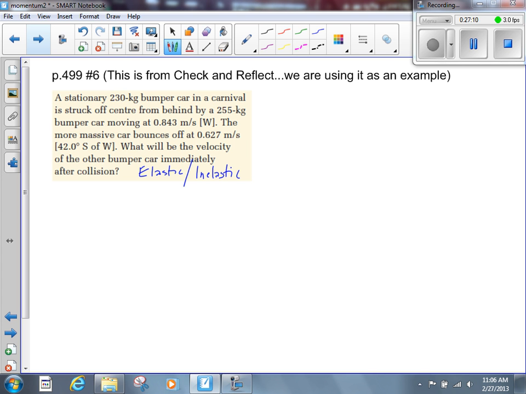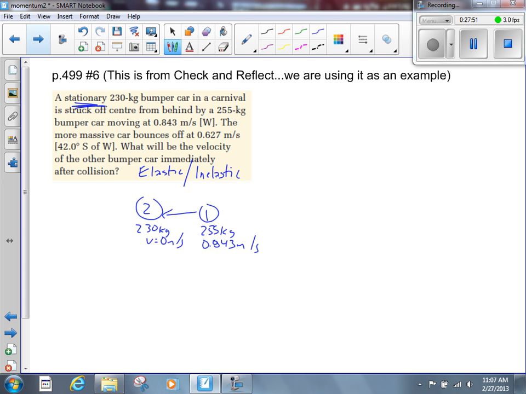Okay, let's draw this out so that we can do the first part of it, finding the velocity of the bumper car immediately after the collision. We've got, let's say, car number 1 that has a mass of 255 kilograms. It's moving at 0.843 meters per second to the west. Car number 2 is at rest. It says it's stationary. So we're going to make that 230 kilograms, and we're going to say its velocity is 0 meters per second.